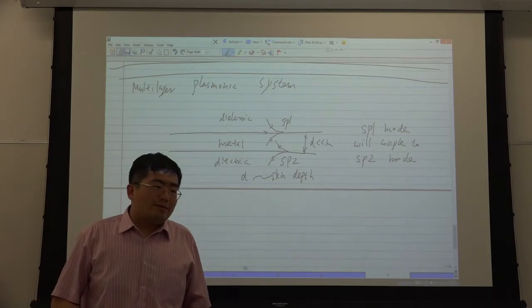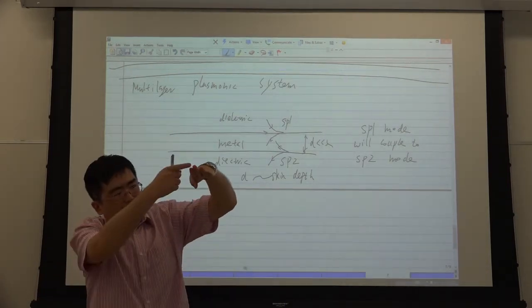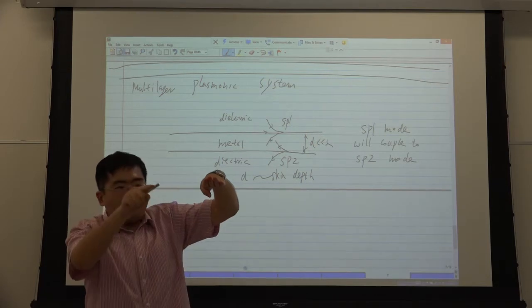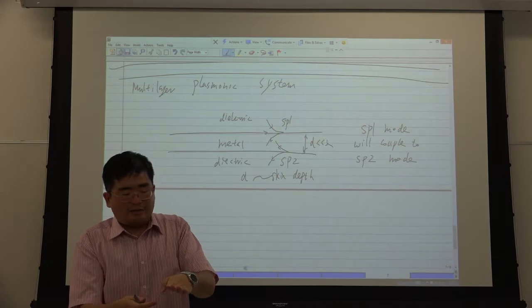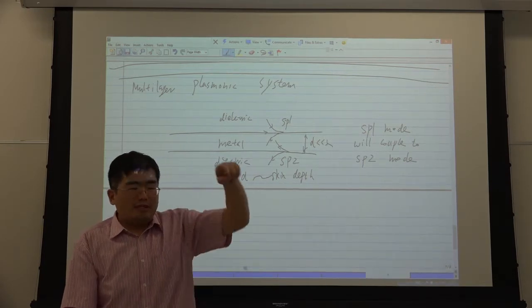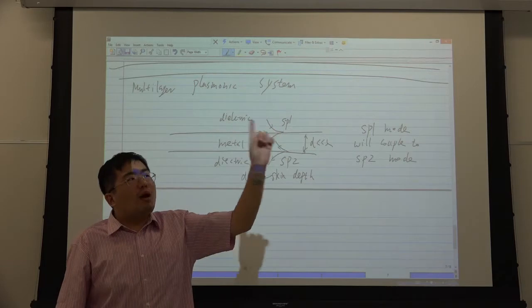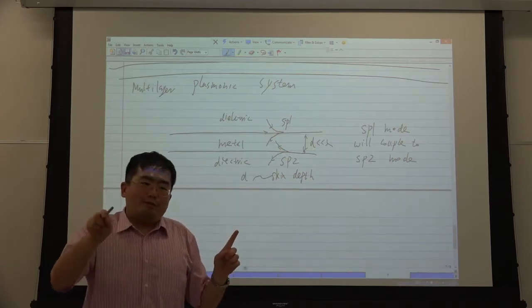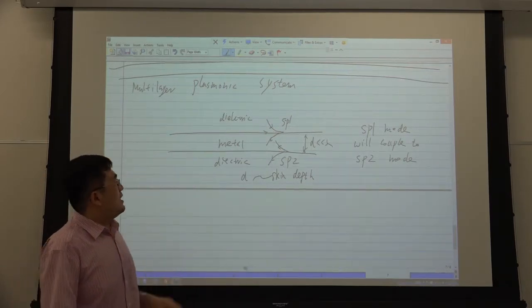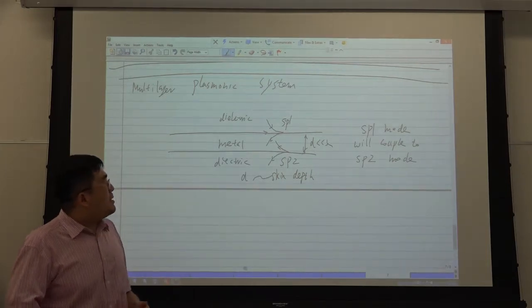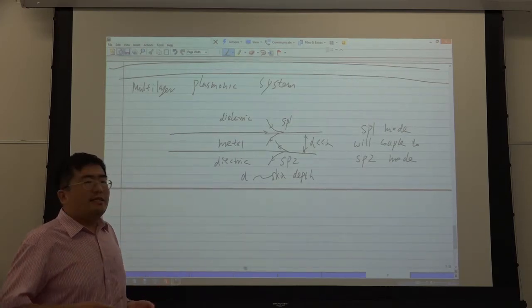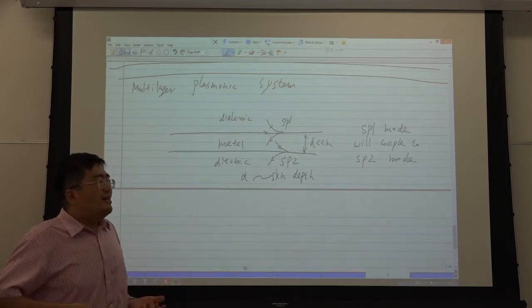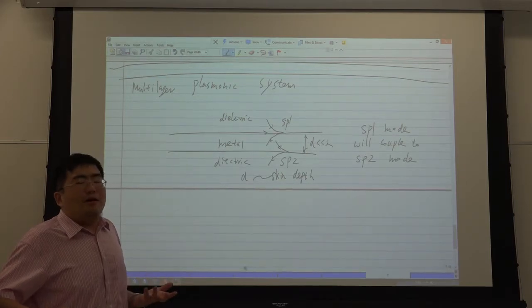What is the meaning of skin depth? Skin depth is the distance over which the wave decays to one over e. Beyond some distance, we can assume the wave decays to zero. The wave goes from amplitude one to one over e, and they decay like this. The skin depth for metals is typically around 50 nanometers, typically smaller than 100 nanometers.